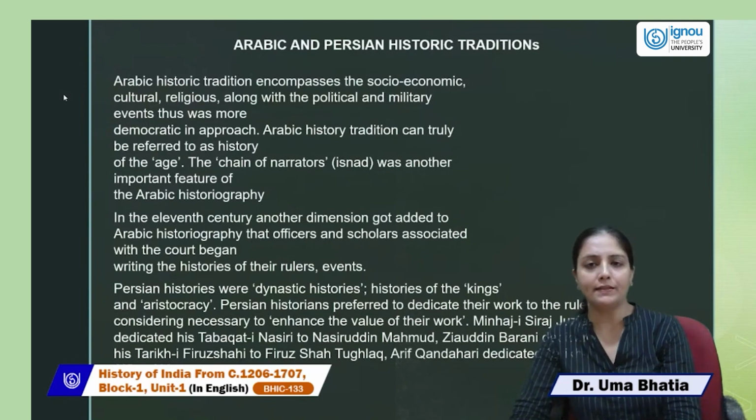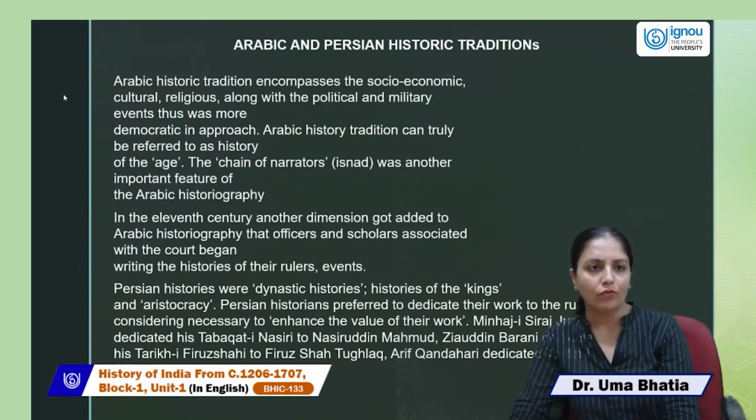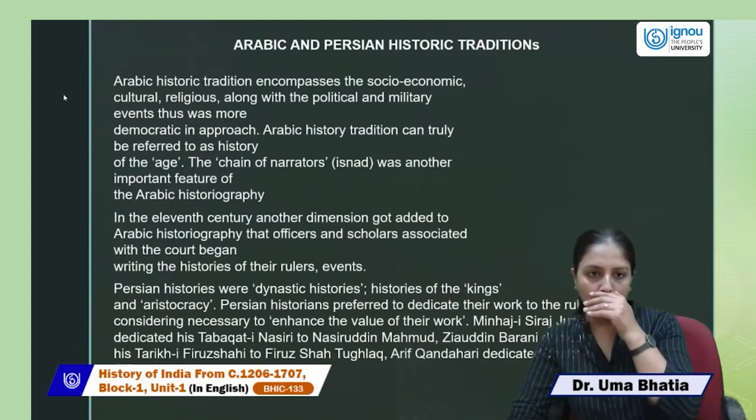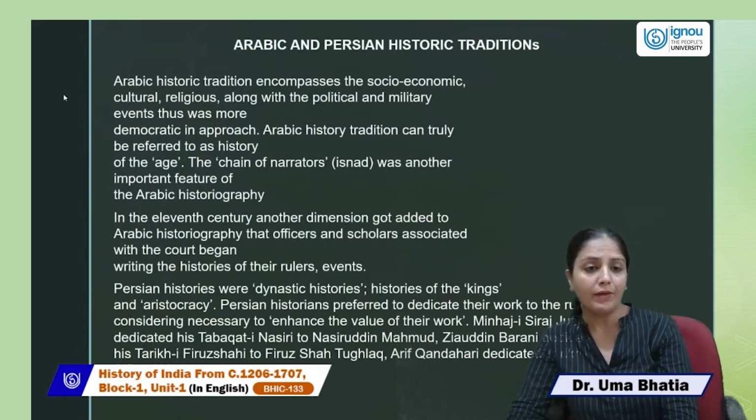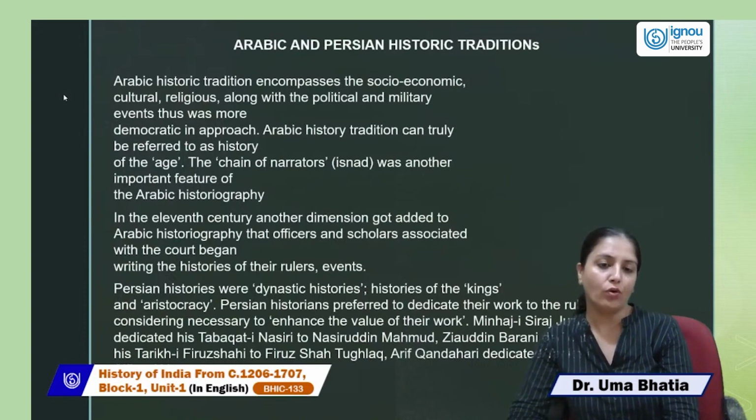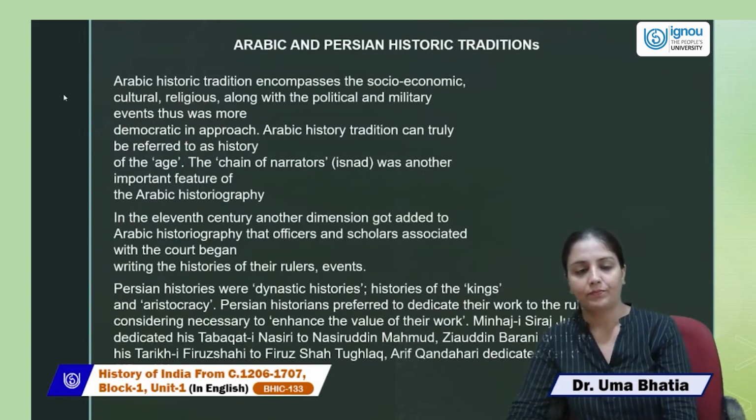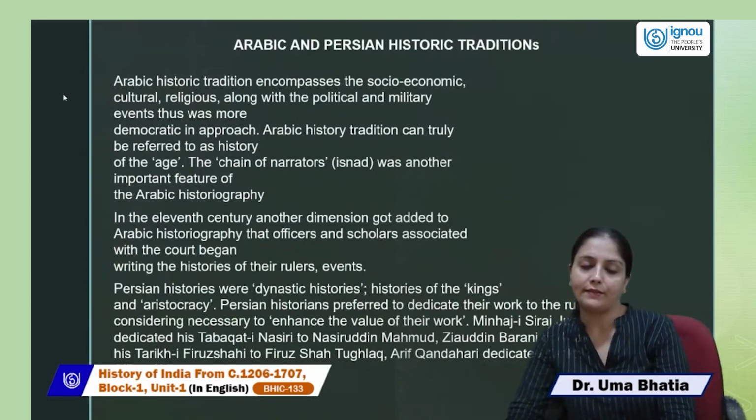Arabic historic tradition encompasses socio-economic, cultural, religious, along with political and military events. That's why it was more dramatic in approach. Arabic history tradition can truly be referred to as history of the age. The chain of narrators, like Isnad, was another important feature of Arabic historiography. In the 11th century, another dimension got added to Arabic historiography, that officers and scholars associated with the court began writing the histories of their rulers and rulers' events. Persian histories were dynastic histories, histories of the kings, aristocracy, etc.